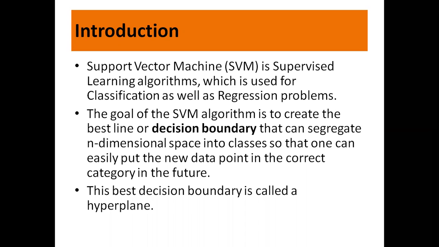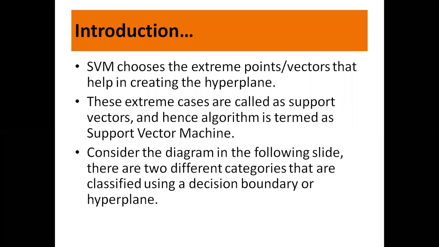The goal of the SVM algorithm is to create the best line or decision boundary that can segregate n-dimensional space into classes, so that one can easily put a new data point in the correct category in the future. The best decision boundary is called a hyperplane. So what we are doing is taking a data set and putting a line in between so that the data set gets classified into two distinct classes.